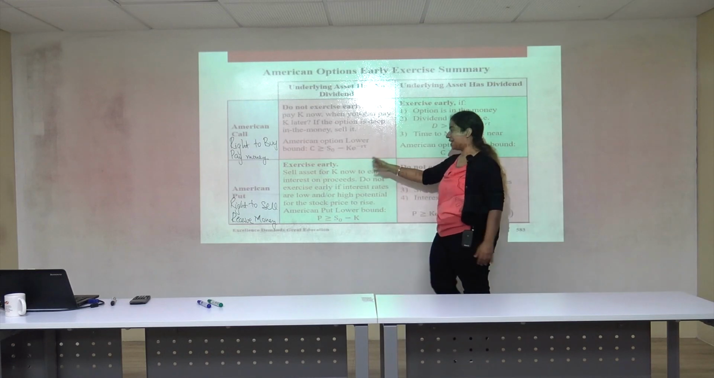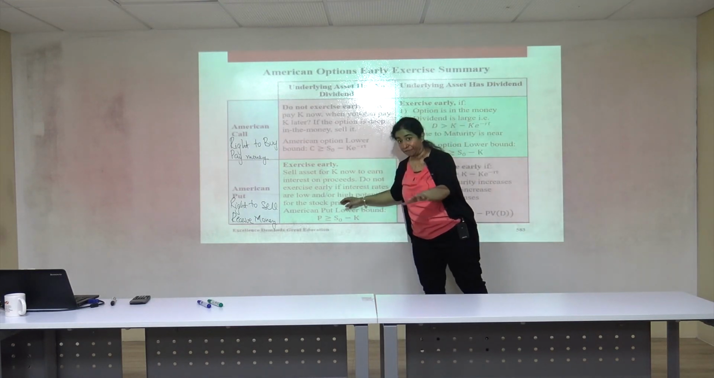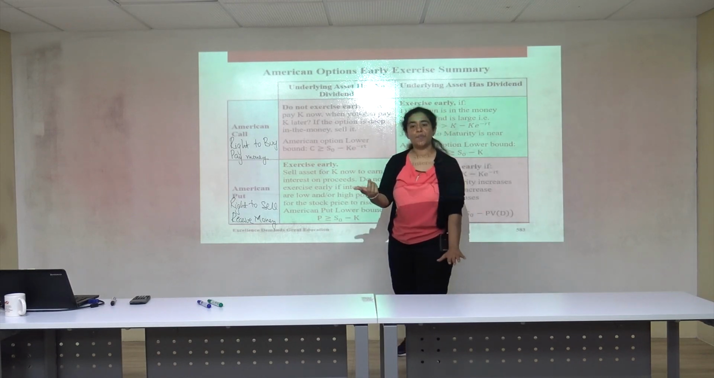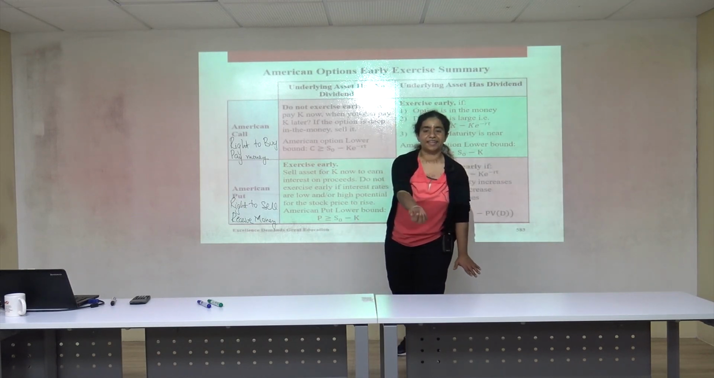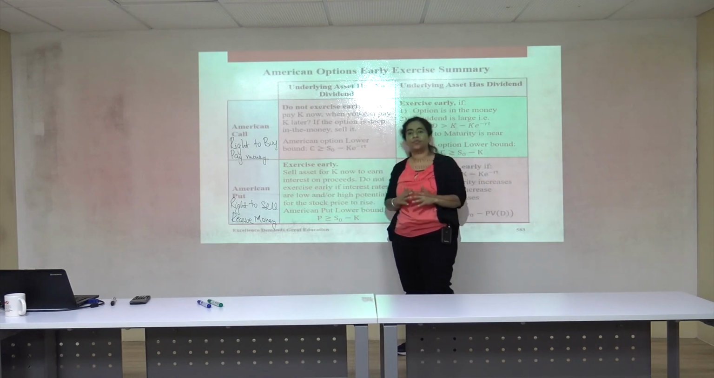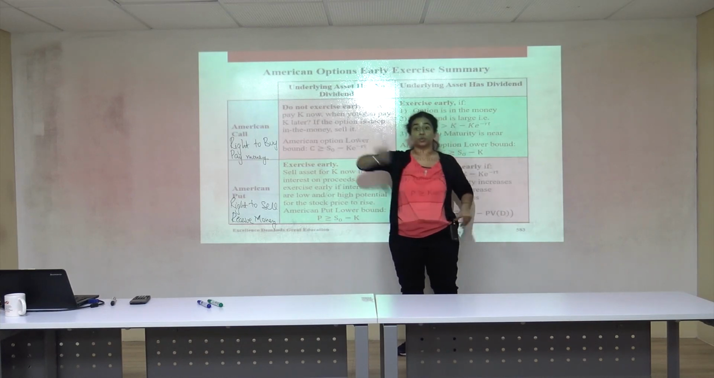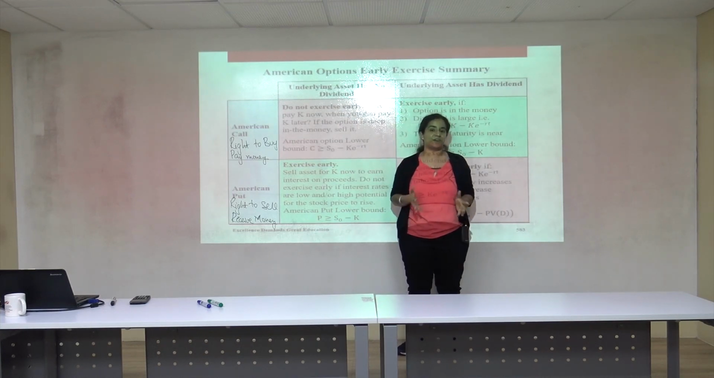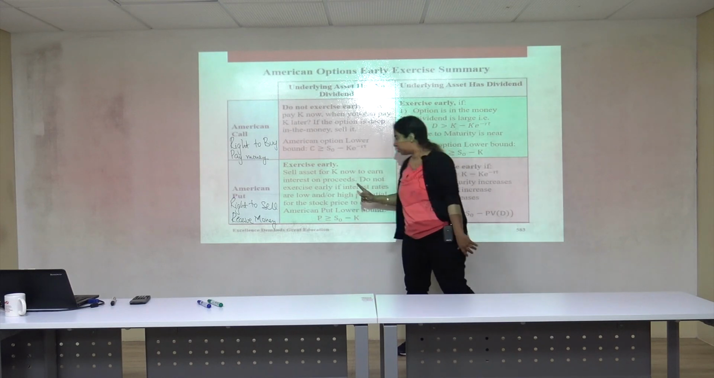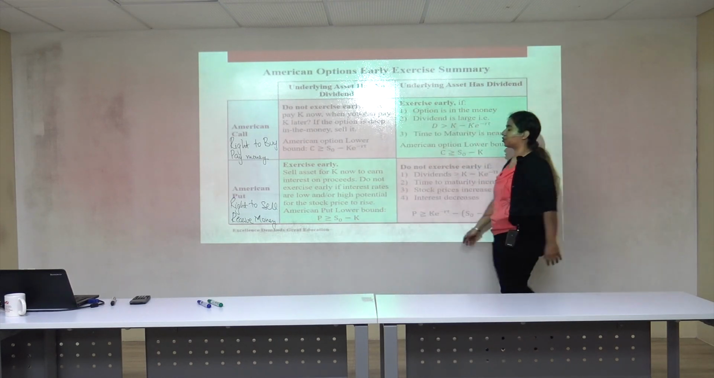Sell the asset for K now to earn interest on the proceeds. Do not exercise early if interest rates are low. Because there's no point in selling your stock and then getting the K and then putting it in the bank account to earn nothing. So if interest rates are low, then don't exercise. Or if you have a strong belief that the stock is going to shoot up, then don't sell it off now. You want to hold on to the winner, right? So if interest rates are low and or if there's high potential for the stock price to rise.